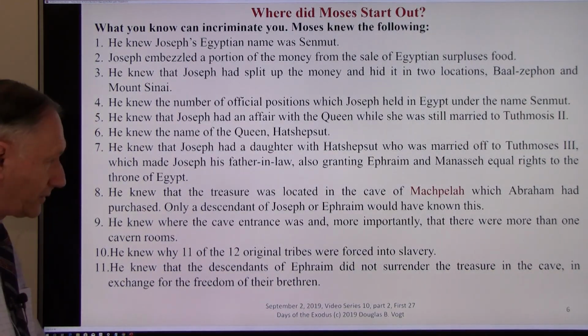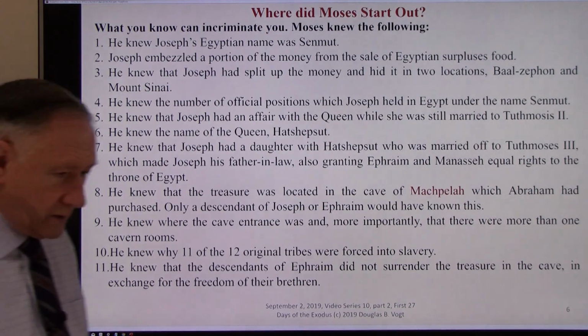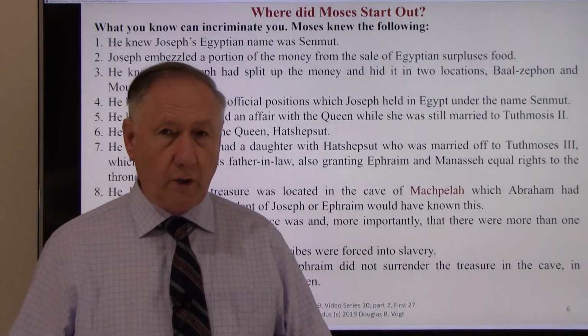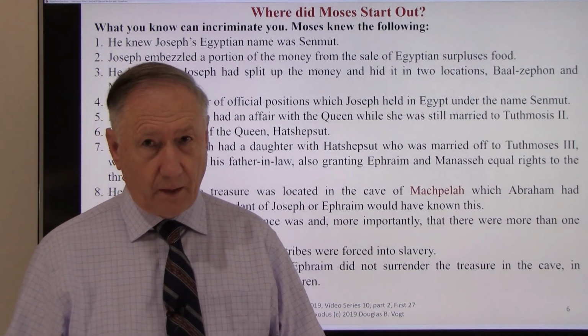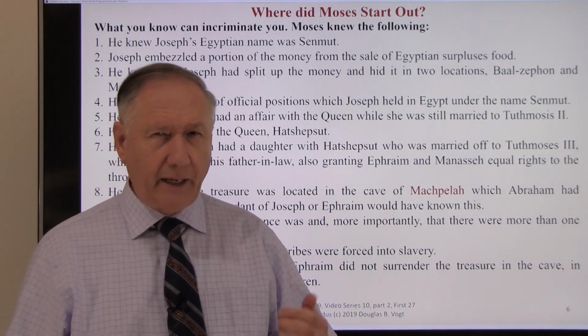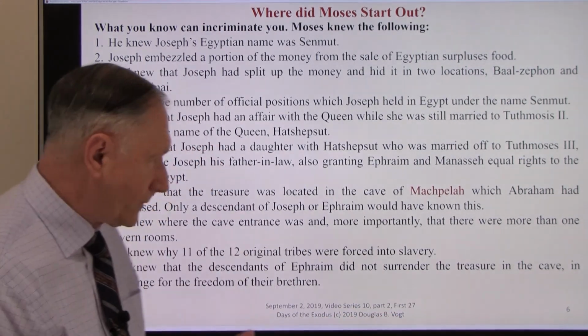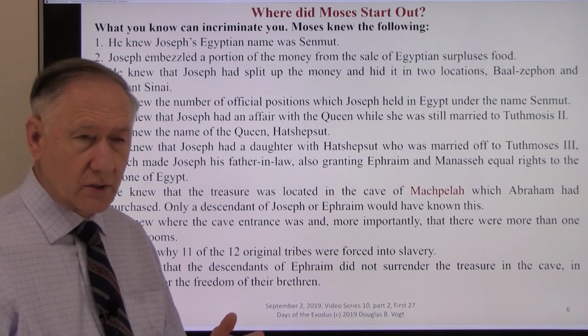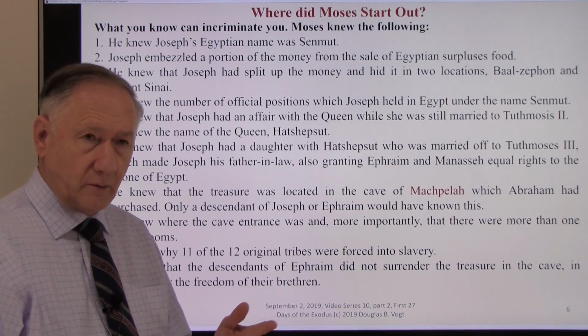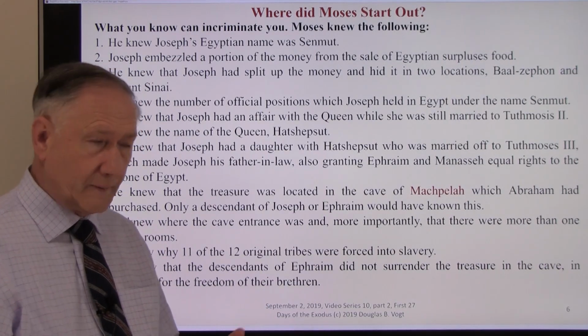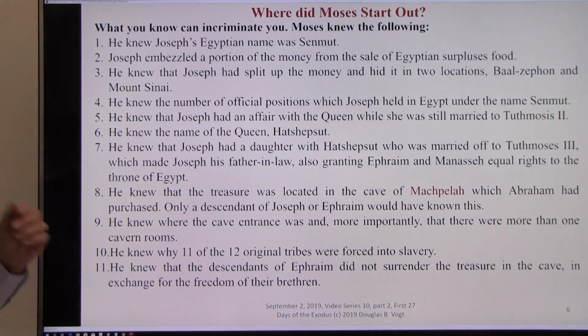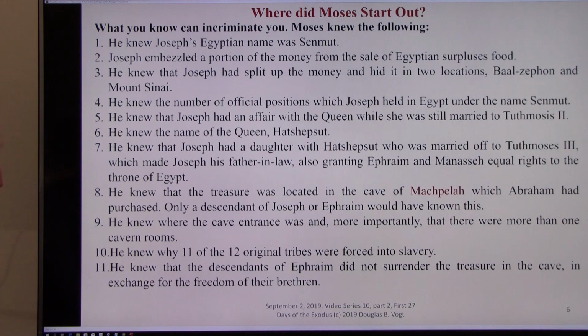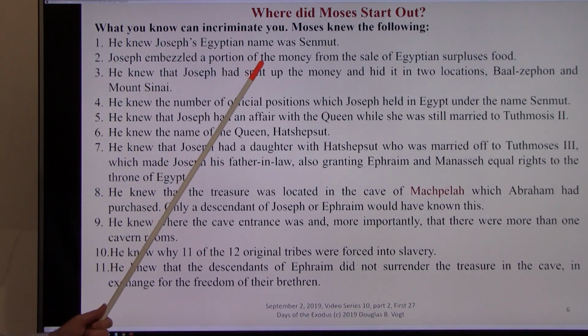Now this is interesting about Moses. Sometimes what you know will incriminate you, because you have to ask yourself, how did he know this stuff? Remember, you're dealing with tribal societies, and each tribe had their own little secret. They all kept together. Anyway, these are the things that Moses knew that there's no way he should have known them unless he was an Ephraimite. One, he knew Joseph's name in Egypt was Senmut.